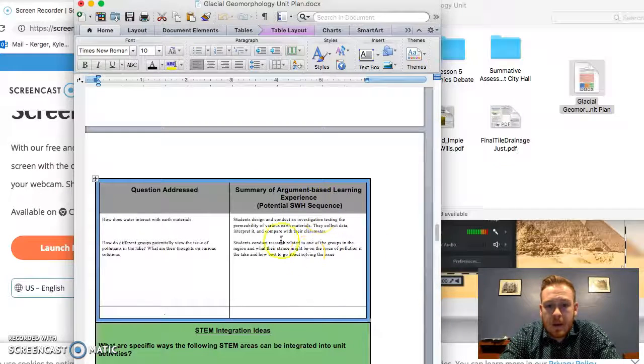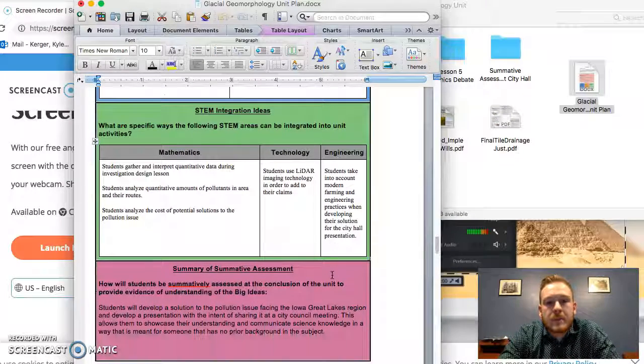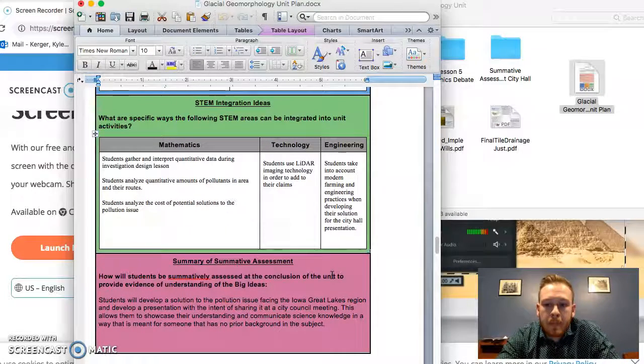So that's kind of how I envision that going. It's, again, very brief. As far as STEM integration into this unit, we have plenty of the science from talking about glacial geomorphology and hydrology and human interaction on the environment. These are just some ways I thought the other aspects of STEM could be tied in. So for mathematics, they're going to be gathering some data and some investigations. They're going to be doing some interpretation of some data and some numbers.